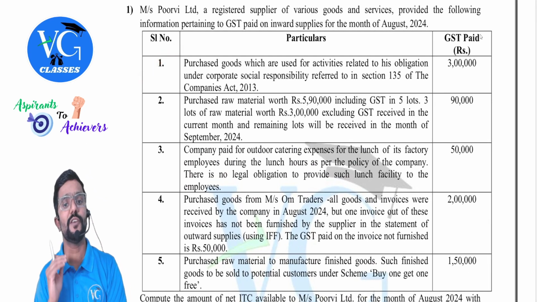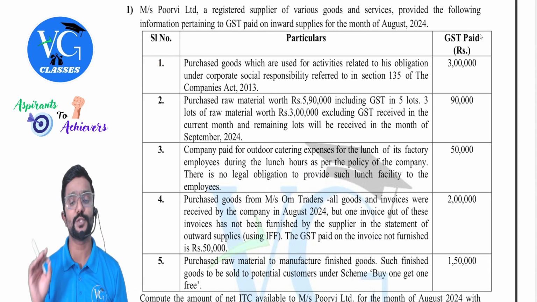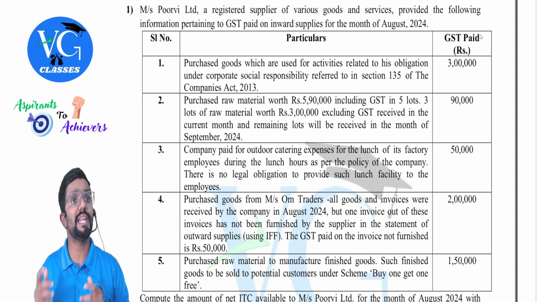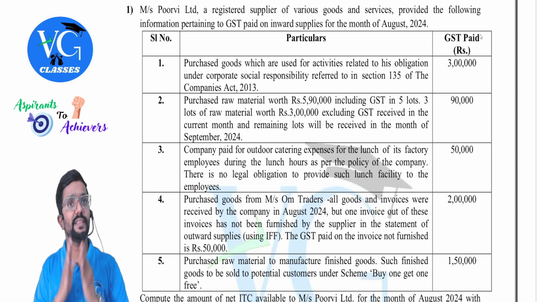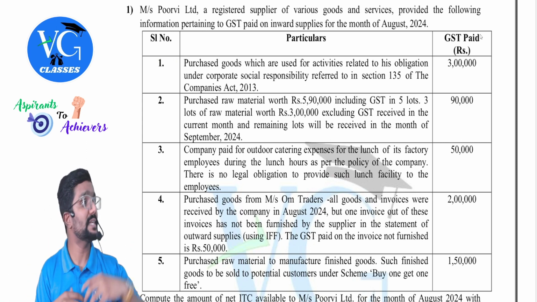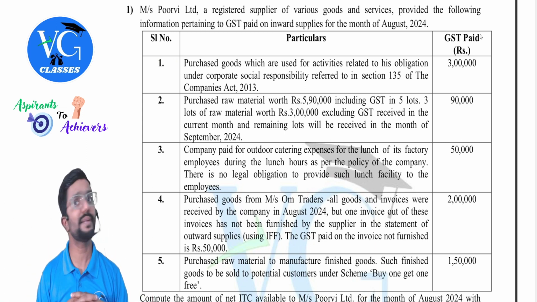Purchased goods which are used for the activities related to his obligation under CSR, that is Corporate Social Responsibility, referred to in section 135 of the Companies Act 2013, guys. Can we claim the credit? He has paid GST 3 lakh. Simple, guys. He has paid 3 lakh GST on the inward supplies, which will be used to provide CSR activities. Can he claim credit? No.